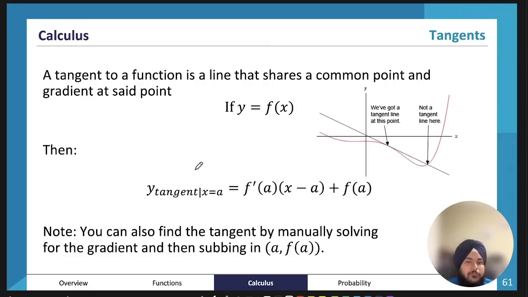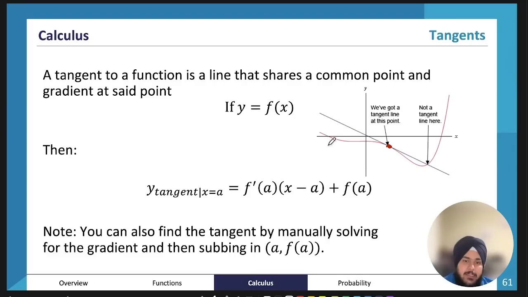Okay, so now we're going to be looking at what calculus or derivatives can allow us to find, and that is the tangent at a particular point, which is what we were trying to find. What is the gradient at this point here? Derivatives will give you the gradient at that point, and from the gradient at that point we can determine the tangent. If you're not sure what a tangent is, it's basically a linear line which shares a common point and gradient at that said point.